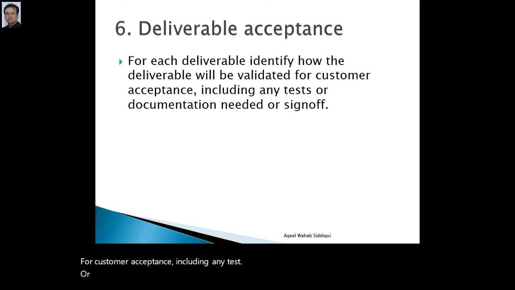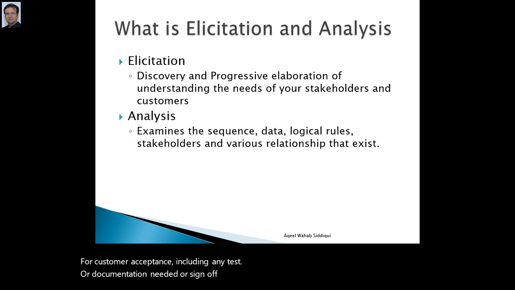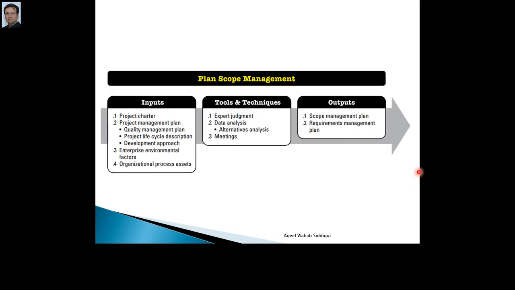And finally, you produce the scope management plan. And the second output is called the requirements management plan. The requirements management plan is a component of the project management plan that describes how project and product requirements will be analyzed, documented, and managed. According to Business Analysis for Practitioners, some organizations refer to it as a business analysis plan.